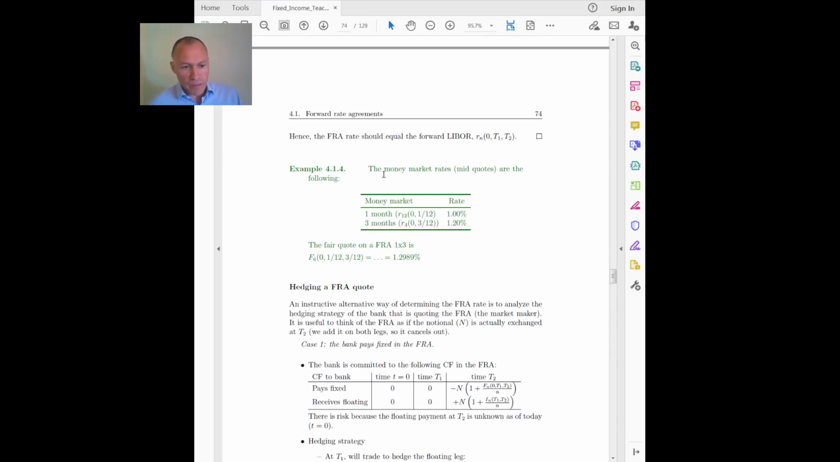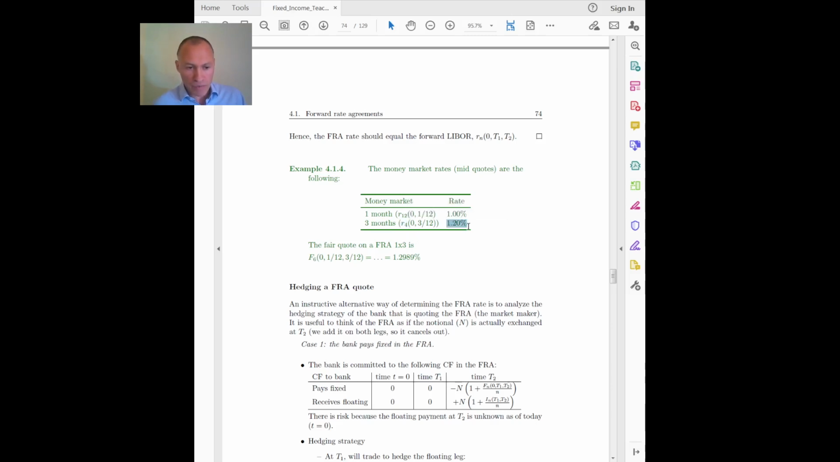So these are the money market rates that I observe in the market today for 1 month. So think of the 1 month LIBOR, for example, which is quoted in the market as an annual rate with monthly compounding. Let's say it's 1%. The 3-month rate, which if it was the LIBOR, would be quoted in the market as an annual rate with quarterly compounding.